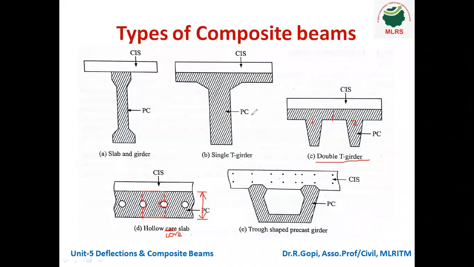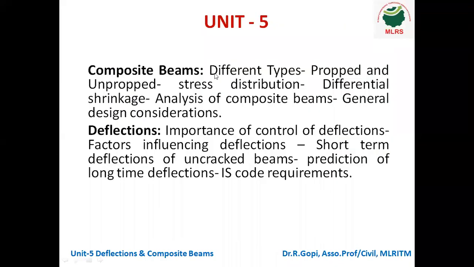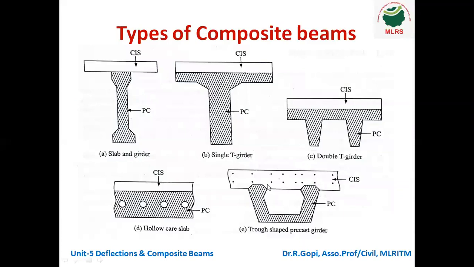So these are all the different types based on the shape. Composite members are there. Student, this question is very important. Why? Because in most of the question papers they ask to draw the different types of composite beams. Even in your syllabus you can see different types. The first word is different types only. So these are the different types of composite beams.